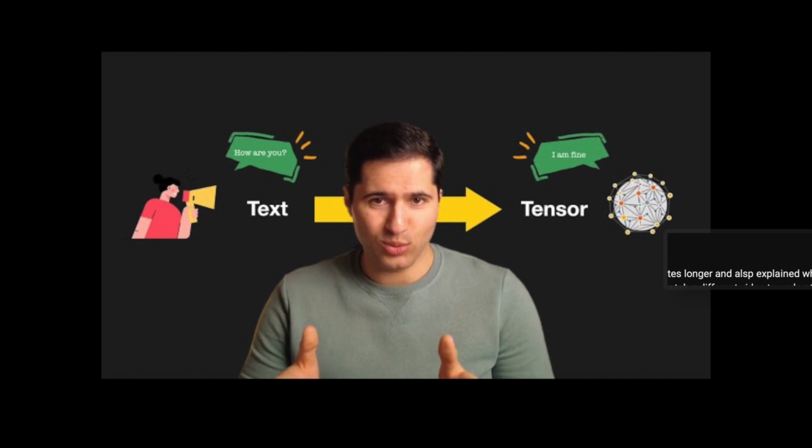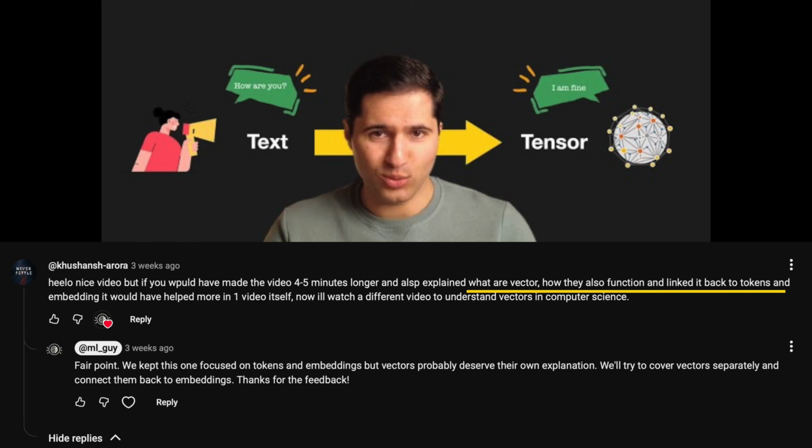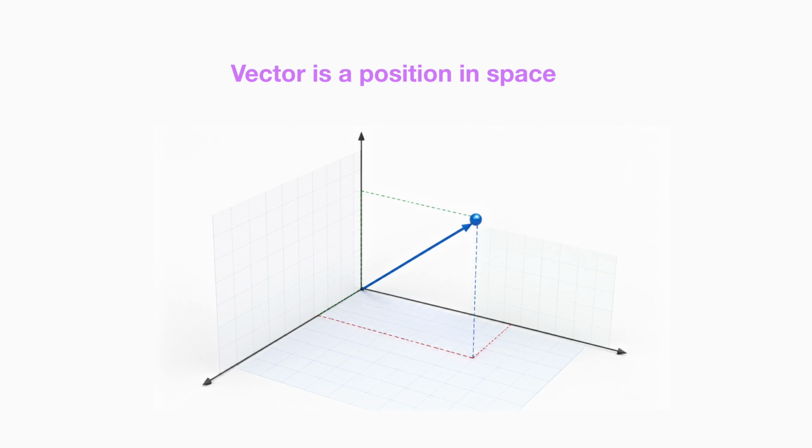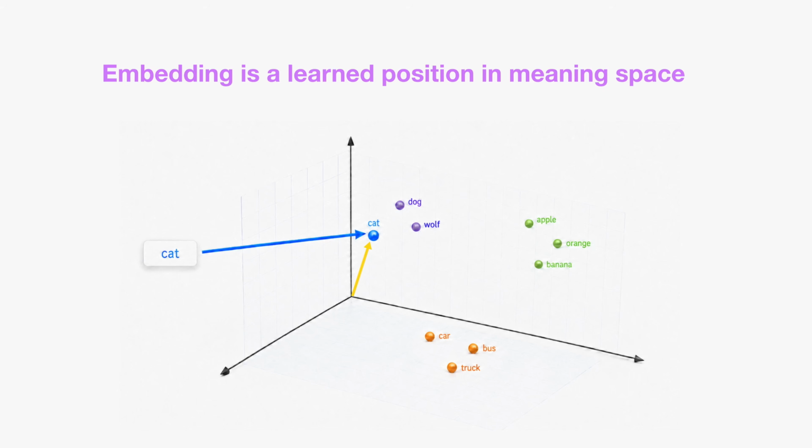A viewer left this comment on our tokenization and embeddings video. And honestly, that's a fair point, because embeddings only make sense once you understand what a vector really is. So let's make it simple. A vector is a position in space, and an embedding is a learned position for a token in meaning space.